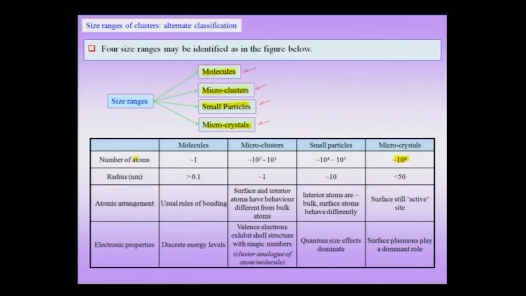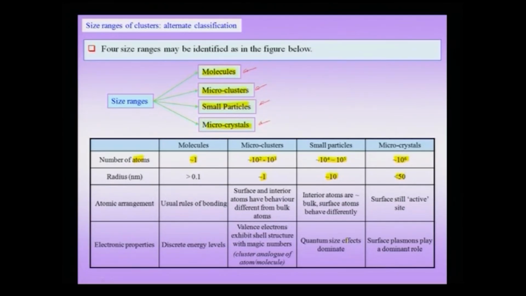So, we have said atoms here, but we should again note that the constituent entities need not be atoms, they could be ions or molecules. So, for molecules it is about 1, for microclusters it is about 10 power 2 to 10 power 3 entities. For small particles it is about 10 power 4 to 10 power 5, and larger than 10 power 6 can be thought of as microcrystals. The radius in nanometers for microclusters is about 1 nanometer, or it could be sub 1 nanometer, and small particles are about 10 nanometers, and microcrystals are larger than 50 nanometers.